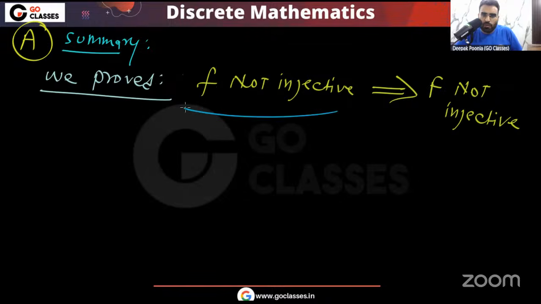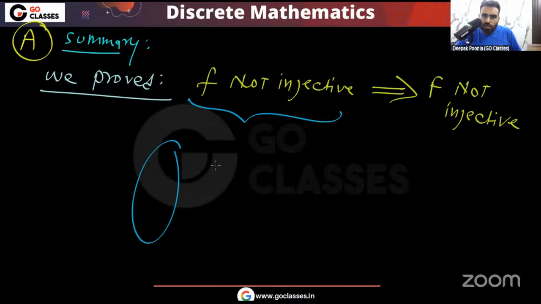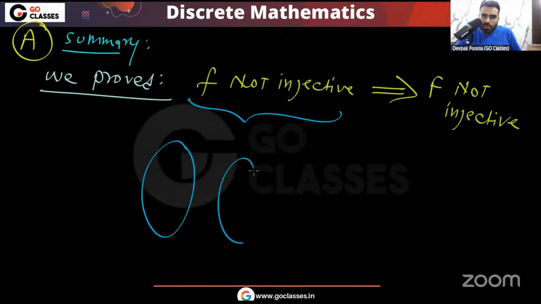Basically, this is what we proved, that if f is not injective, then capital F is not injective, and this is very easy to prove, because you can see the proof was like this: if f is not injective, what does it mean? You already know that f is from A to B. So you can see this is A, this is B, f is from A to B.